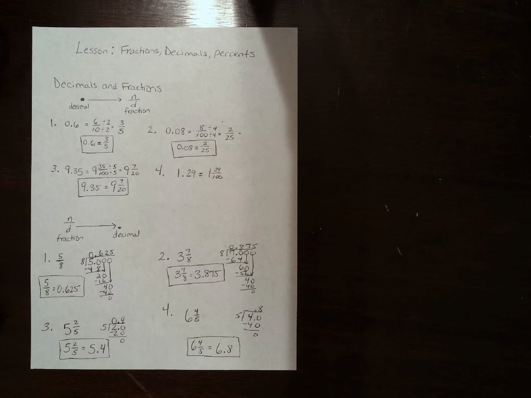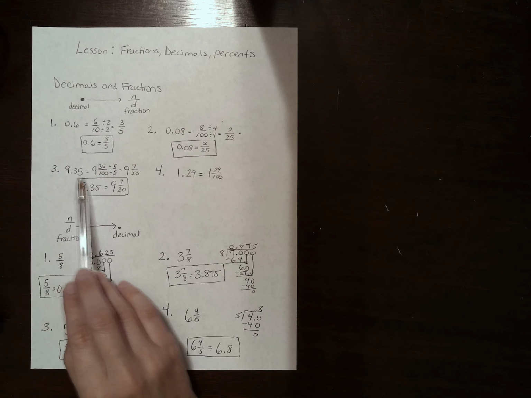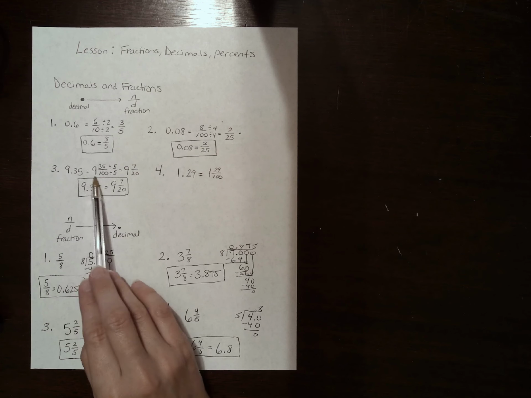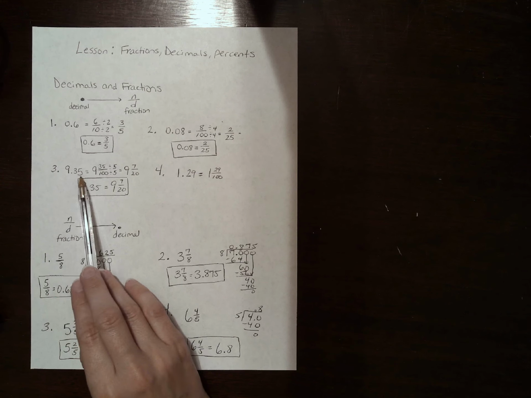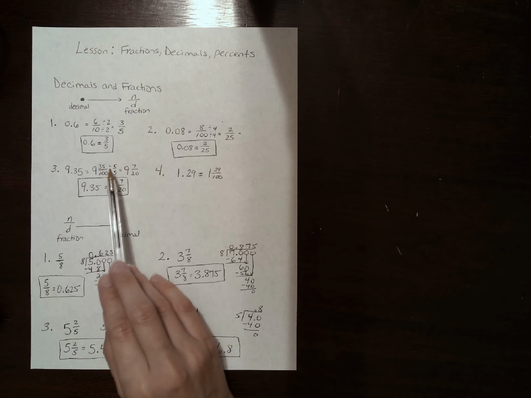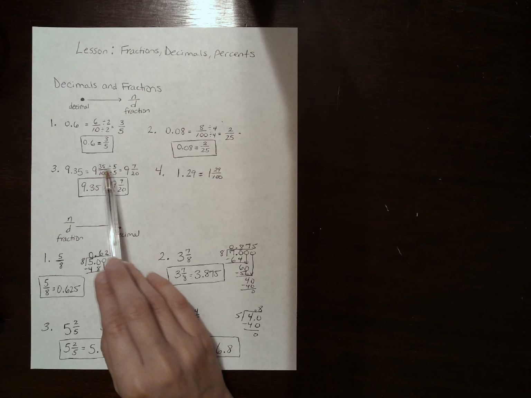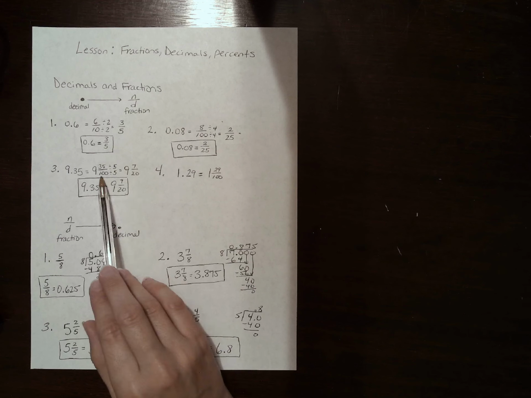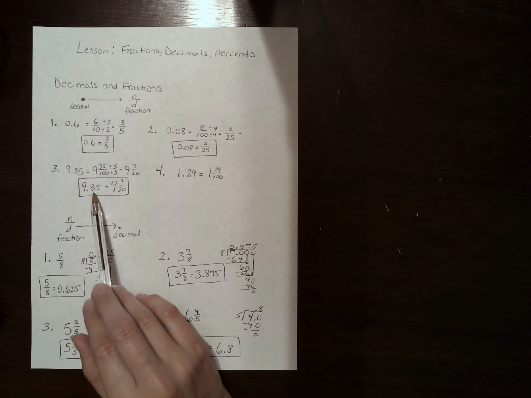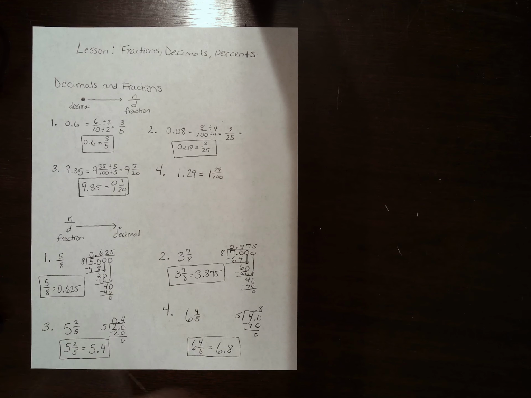Number 3, we have 9 35 hundredths. So again, we are going to write that fraction the way we read it. So 9 is our whole number, and 35 hundredths, we are going to put 35 over 100. Now we're going to simplify. Greatest common factor of 35 and 100 is 5. So 35 divided by 5 is 7, and 100 divided by 5 is 20. So 9 35 hundredths is equal to 9 7/20 as a fraction.